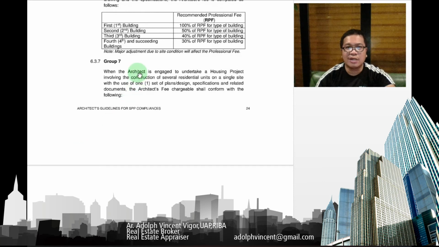Then there's a note here. Major adjustment due to site condition will affect the professional fee. If the site becomes more complicated, of course, there will be some adjustments also.